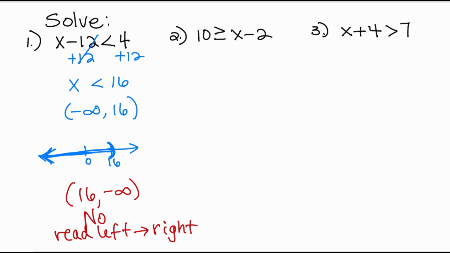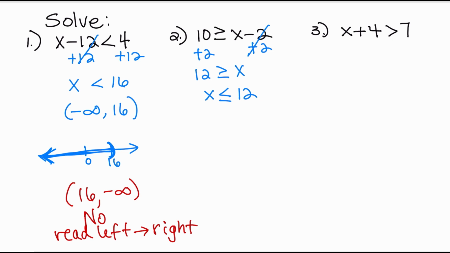Let's take a look at question number 2. In this case, we are going to add 2 to both sides. The inequality does not change its direction. So 12 is greater than or equal to x. I like to have the x on the left-hand side, so it makes it easier to graph and it makes it easier to determine the notation. So I'm going to flip this completely and write x is less than or equal to 12.